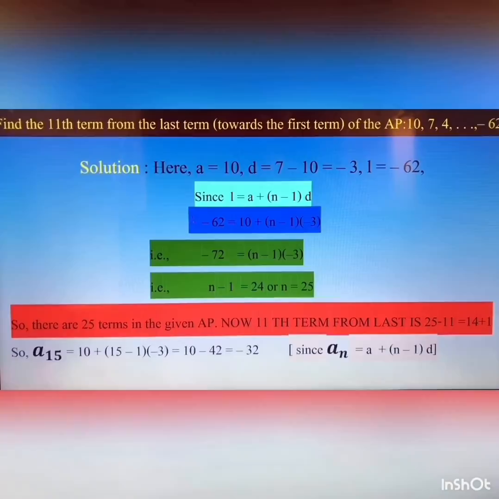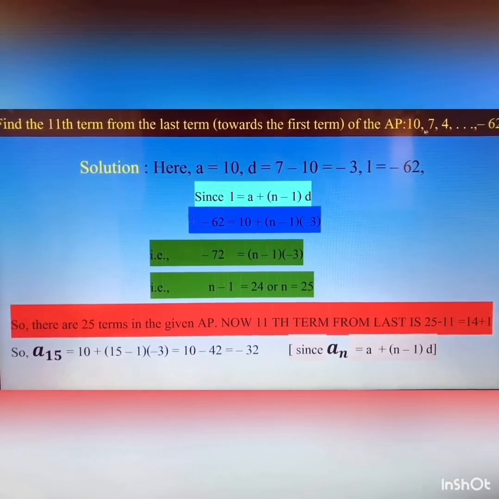So we will find here the 15th term, not the 11th term, because the 15th term from the starting is the 11th term from the last. Clear? I want to once again tell you that the question says find the 11th term from the last, which means from minus 62 we will find the 11th term.